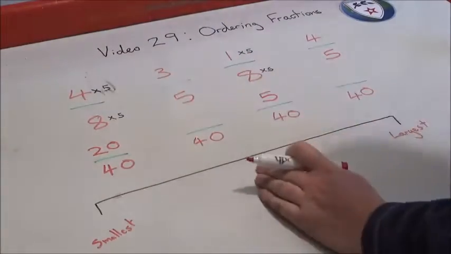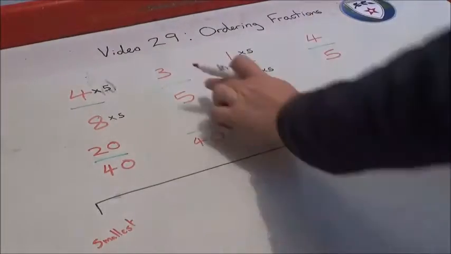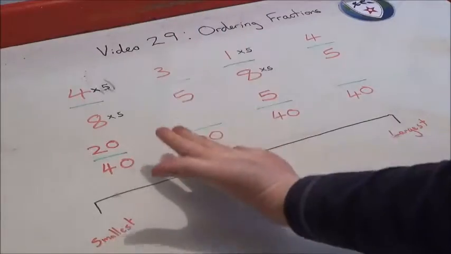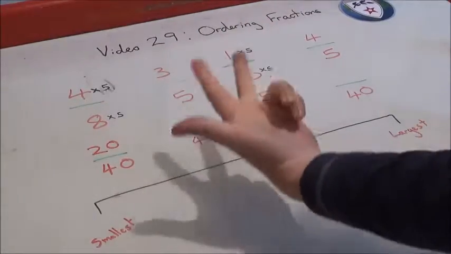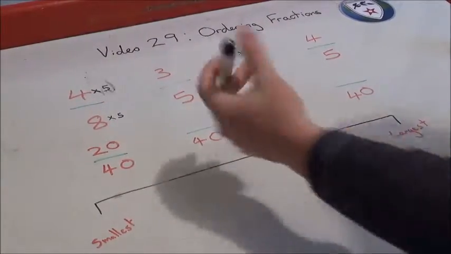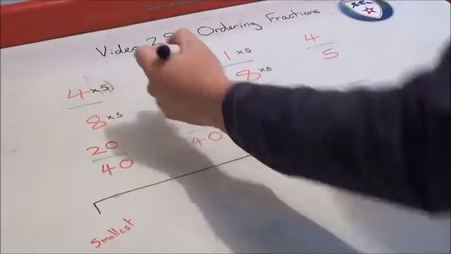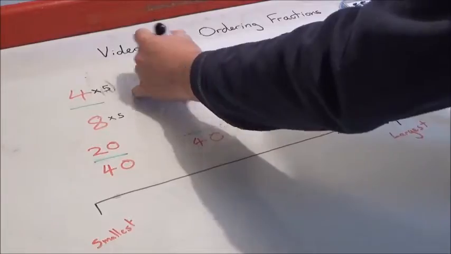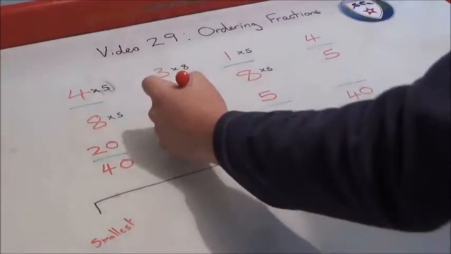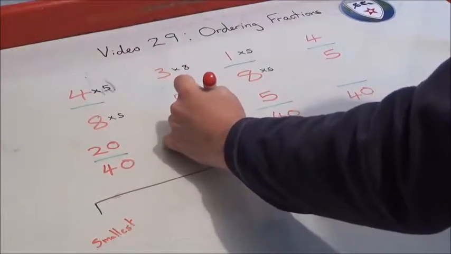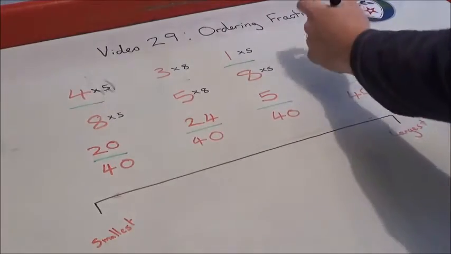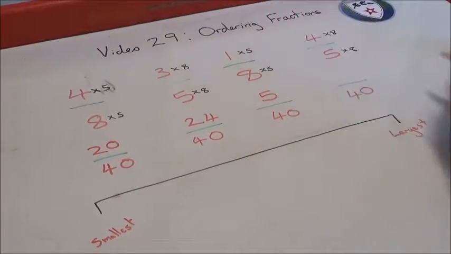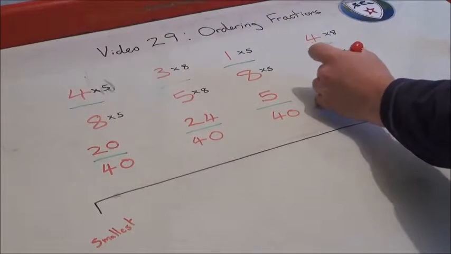And then moving on to my fifths, 3 fifths and 4 fifths. How do I get from 5 to 40? 5, 10, 15, 20, 25, 30, 35, 40. That's 8. 5 times 8 equals 40. 3 times 8 equals 24. Similarly, we know now 5 times 8 will equal 40, so 4 times 8 equals 32.